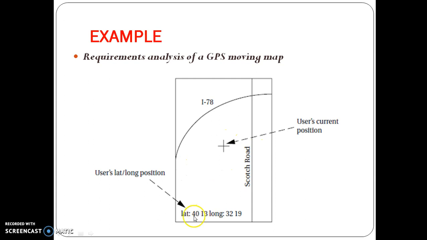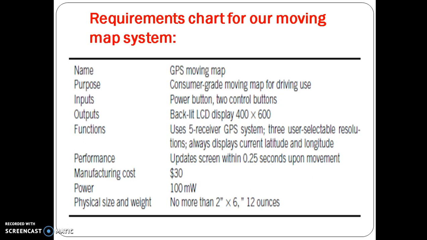Here we have some predefined longitude and latitude values that are going to be displayed on the LCD screen. This is the basic idea behind this design, what the customer needs to get. Further, to fill the requirement form: the name of the system is GPS moving map. The purpose is that the customer gets a moving map for driving use.